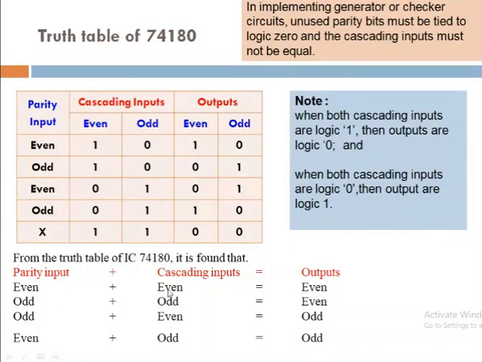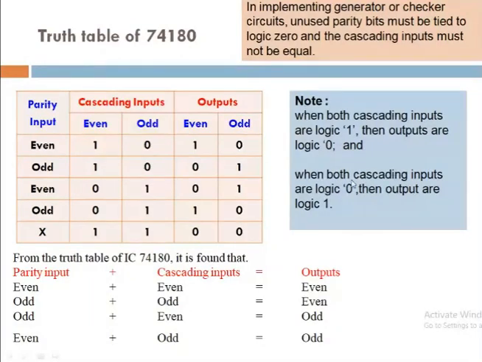Okay, when the combination is even, your output bit is considered even. When the combination is odd, again the output bit is considered even. But when the combination is odd-even, the output bit is considered odd. When the combination is even-odd, the output bit is considered odd for the cascading input purpose. So when both cascading inputs are logic 1, then the output bits are considered 0. Forget about the parity input. If both cascading inputs are 1, then the output for both cases, even or odd, is considered 0.